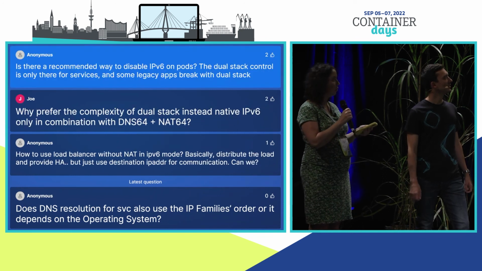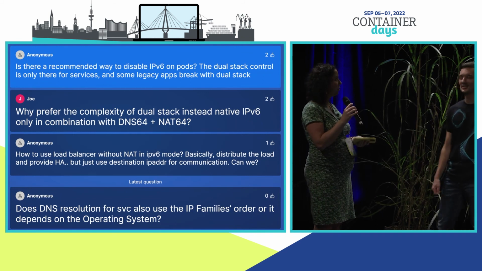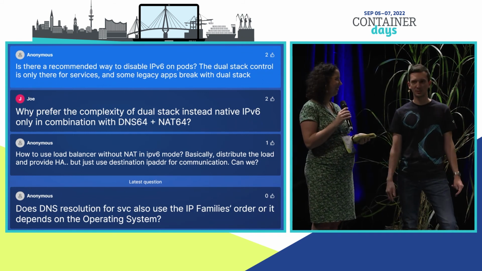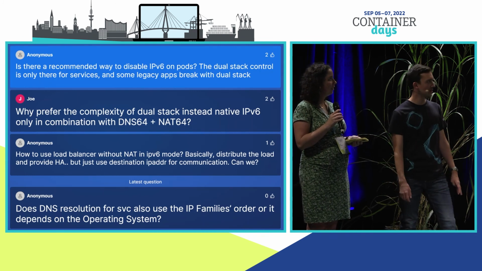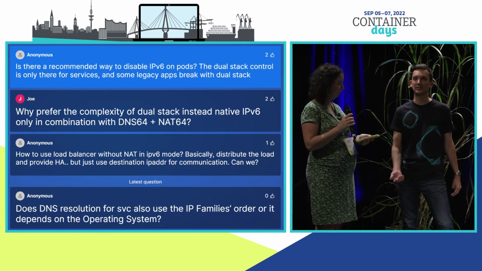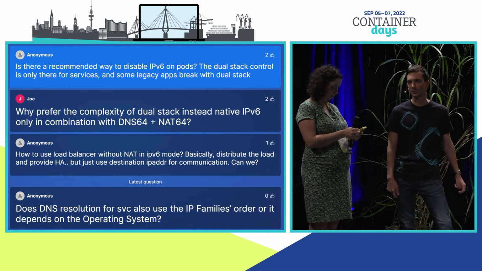Is there a recommended way to disable IPv6 on pods? The dual stack control is only there for services. You cannot disable it. Once you enable dual stack, each pod has IPv4 and IPv6 address, but you don't have to use it if you don't want. If you just use IPv4 services, you would be still using IPv4.